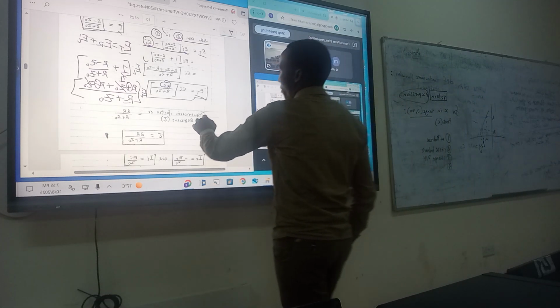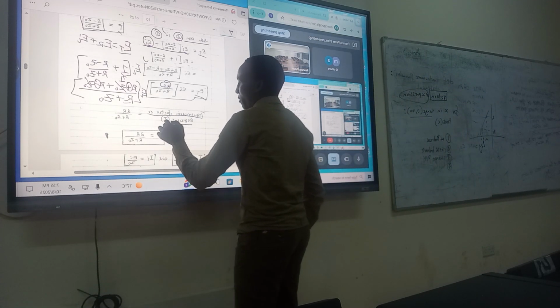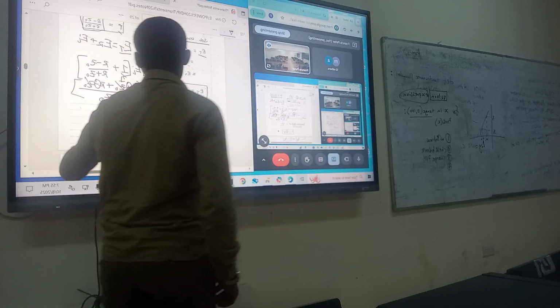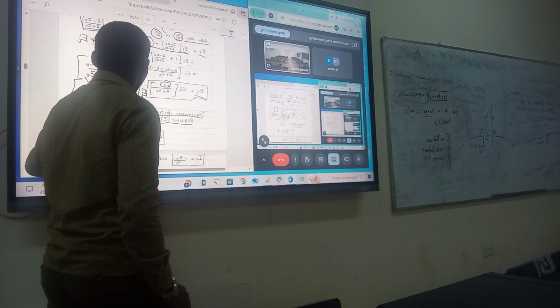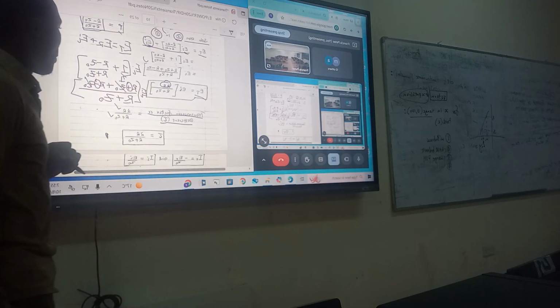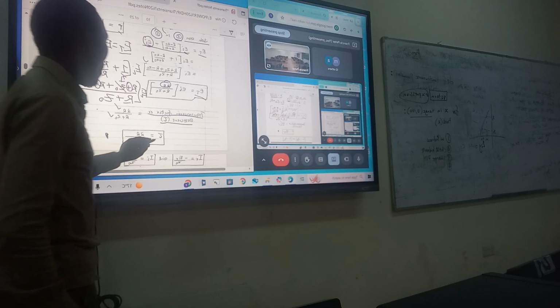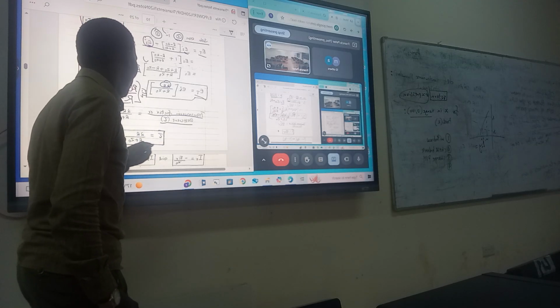And therefore the transmission factor, or maybe the coefficient, is supposed to be given by 2R divided by R plus Z naught, right? That is now our coefficient.